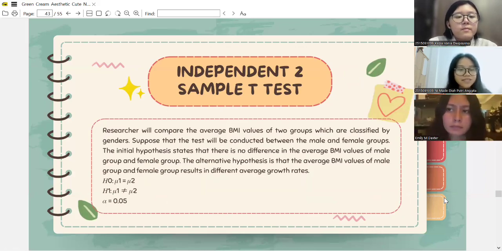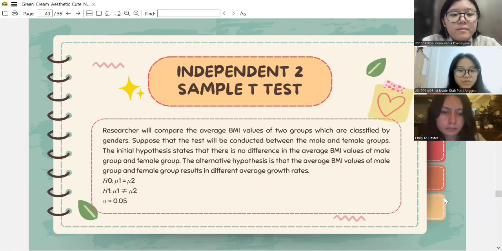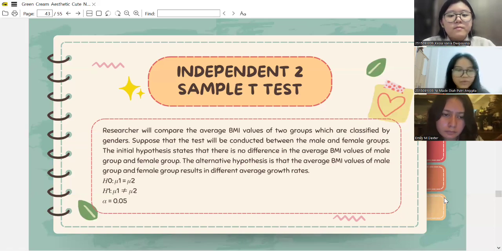So it's time to test our data that was already collected. First of all, we need to read the study case. Researchers will compare the average BMI value of two groups which are classified by gender. Suppose that the test will be conducted between the male and female groups. The initial hypothesis states that there is no difference in the average BMI values of the male group and female group. The alternative hypothesis is that the average BMI values of the male group and female group are different. In short, we need to test whether men and women have different average BMI values.